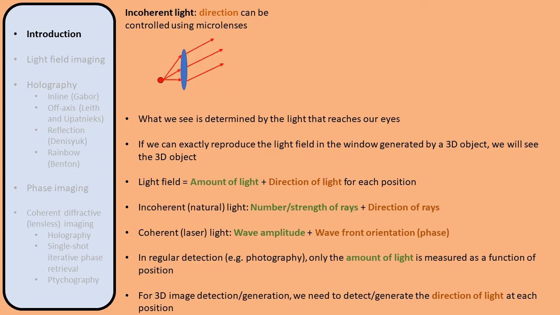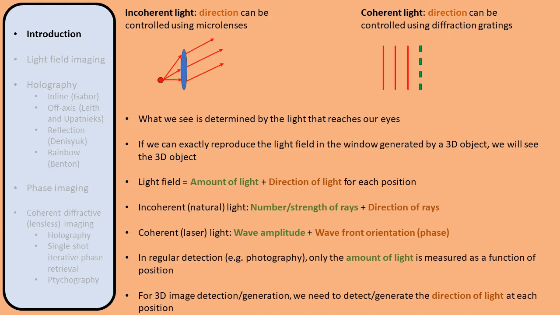If we're using coherent light, such as laser light, there's another way to control the direction of light, namely by using diffraction gratings. If we send in light through such a grating, multiple diffraction orders will be produced. The direction of the zeroth order is the same as the direction of the incoming light, but the first order and minus first order are diffracted by a certain angle. This diffraction angle depends on the period or pitch of the grating. If the pitch becomes smaller, then the diffraction angle becomes larger. So by locally varying the pitch of the grating, we can control the direction of coherent light.